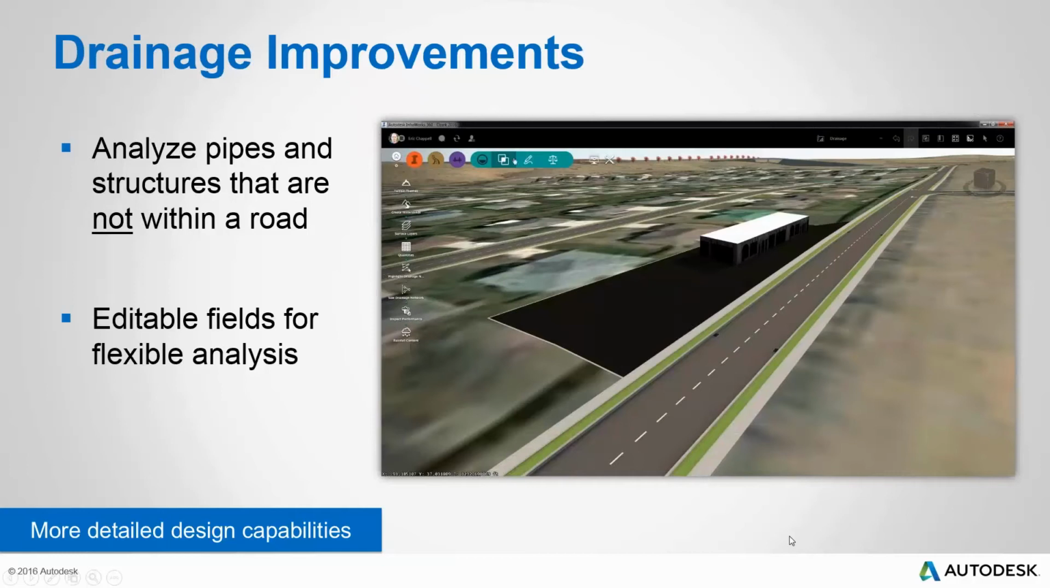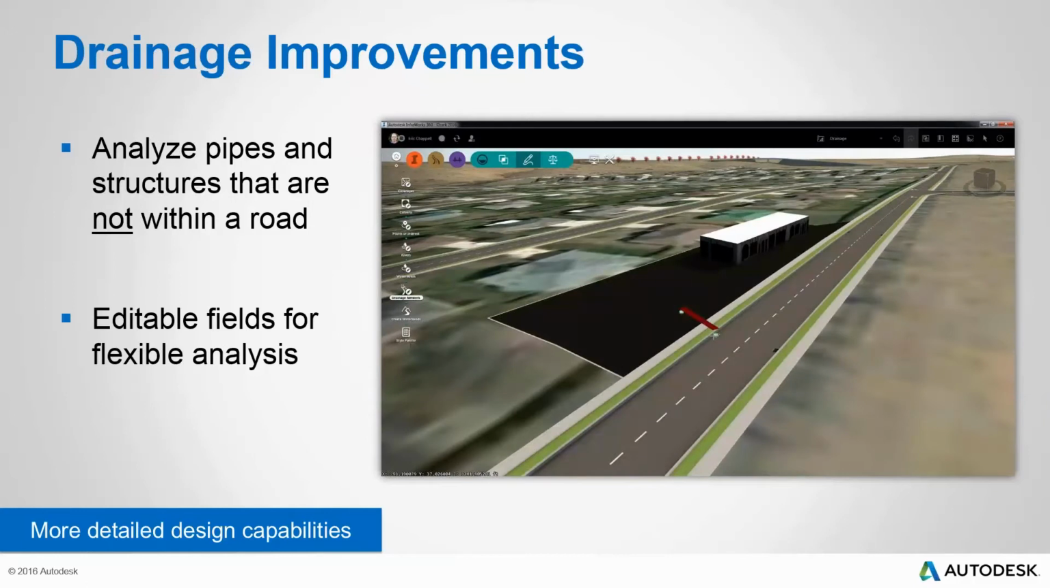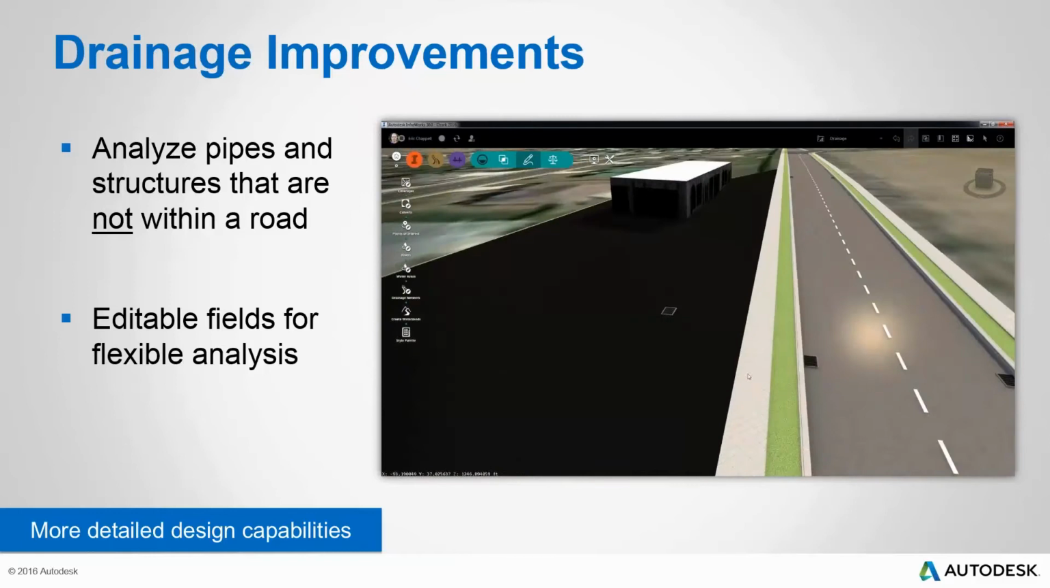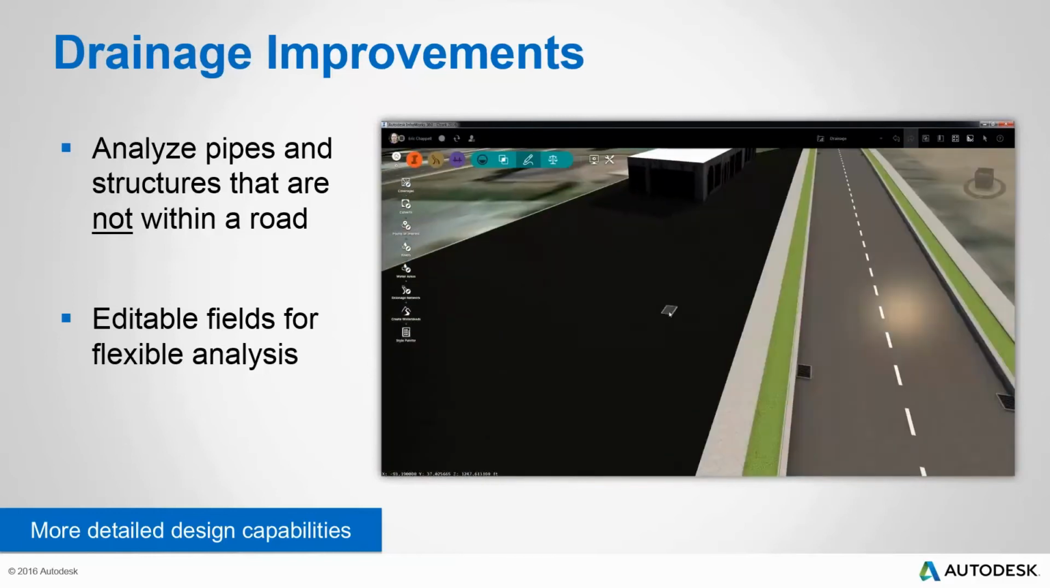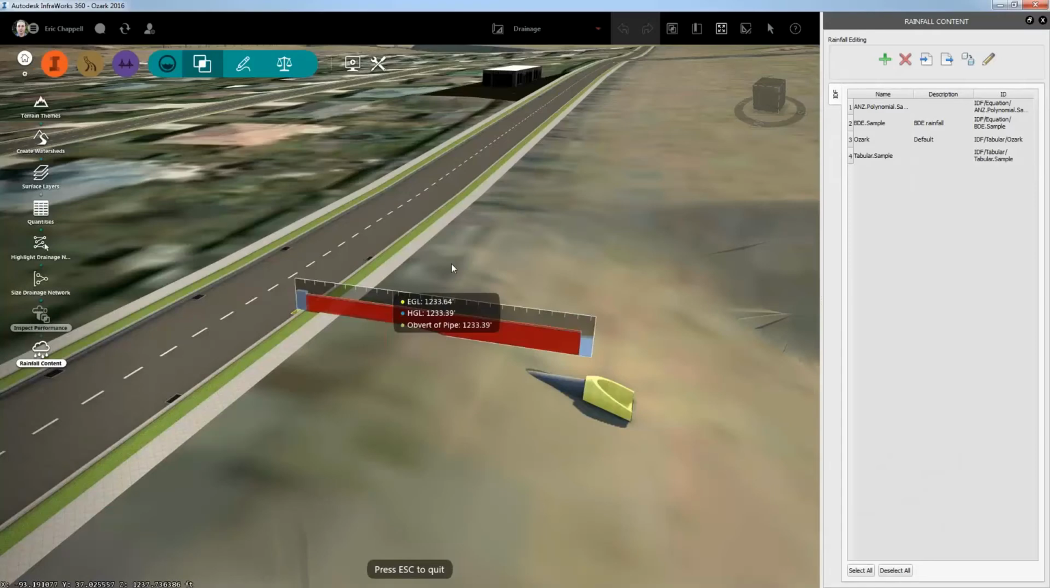Another drainage improvement is that we can now analyze pipes and structures that are not within the road area. And what makes that possible is that the asset card that shows the area of the drainage area, the C factor, those fields are now editable. And again, it's easier just to jump in and show you.